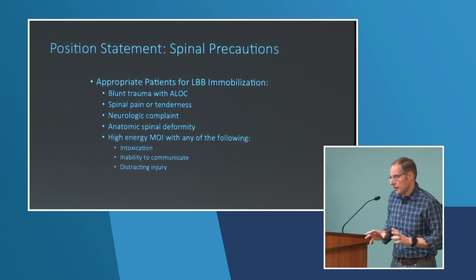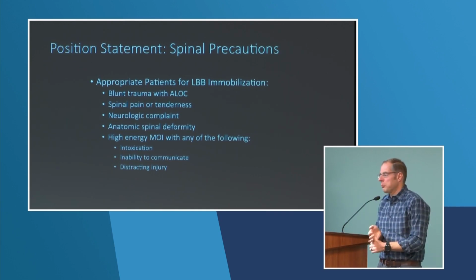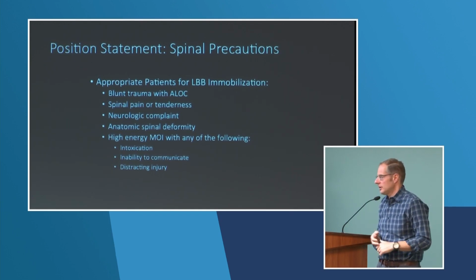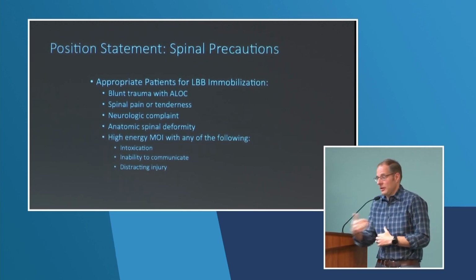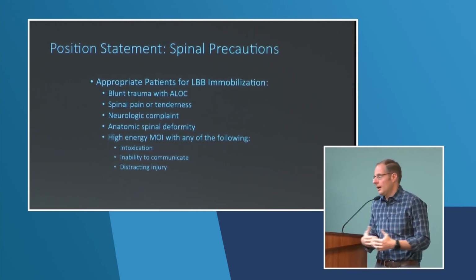So patients that we are using the long backboards for: a blunt trauma with an altered level of consciousness, if there's spinal pain or tenderness, a neurologic complaint, a deformity that you're able to see or feel, and then a high mechanism of injury, where the patient is intoxicated, or has lost their ability to communicate because of their injury, or it can even be, say, a language barrier that you can't get across. That would make you less able to rely on your history and physical to make a decision about this.